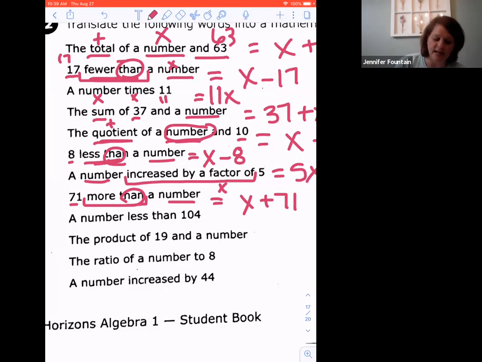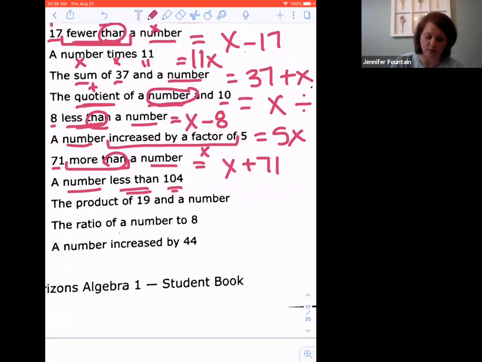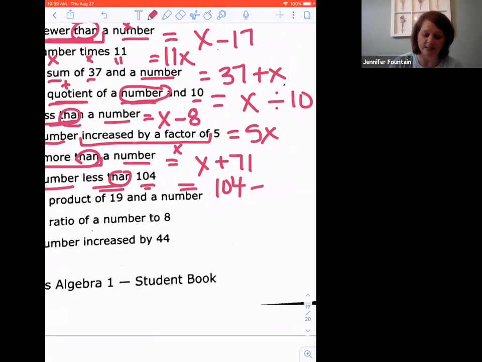Now this one says a number less than 104. So I'm subtracting, so I know that my order is important. So again, a number less than. That than tells me I need my 104 to come first, and then subtract my number. That than tells me I've got to flip them.